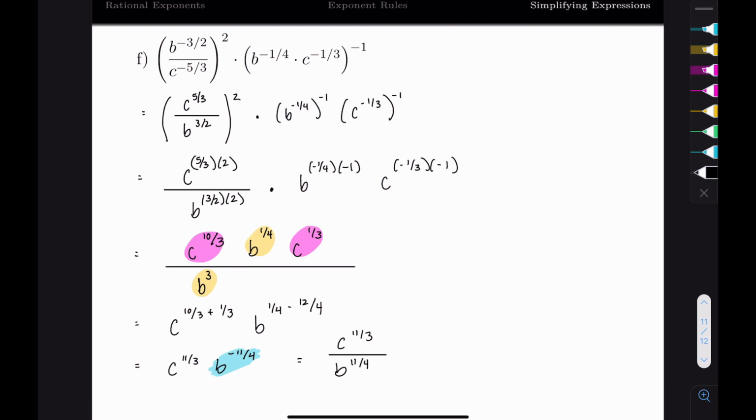So we still have quite a few more tools. Really, the next couple sections are still going to be about simplifying these, but working with other operations as well.